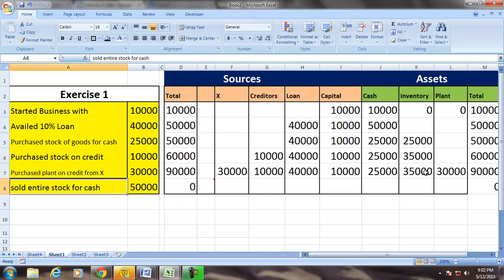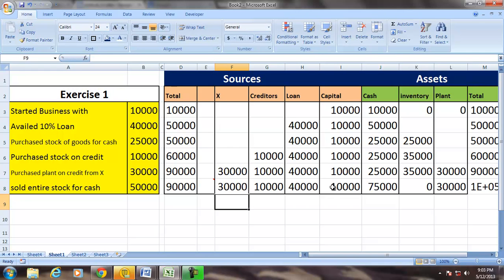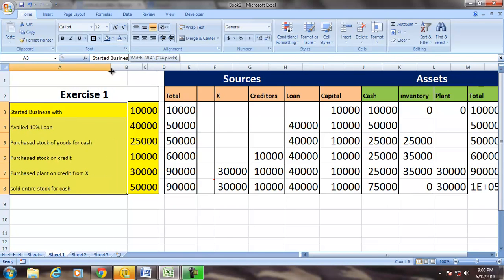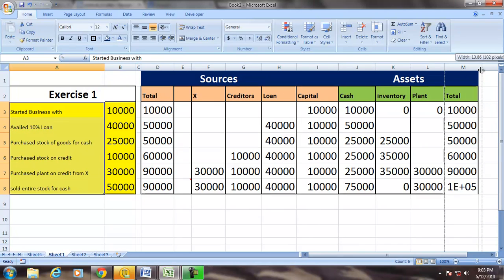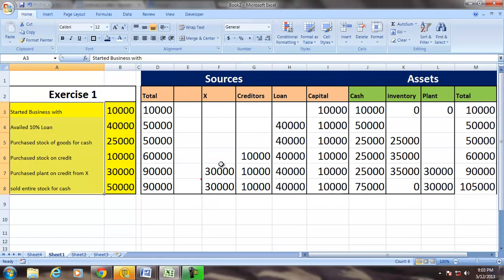Now, sold entire stock, with stock of 35,000. Sold entire stock, the stock becomes 0, and the stock was sold for cash of 50,000, so cash goes up. No change in plant, no change in the capital, no change in the loan, no change in the creditor, no change in X. But we can see that the total of the sources side is not equal to the total of the asset side because of the profit involved.